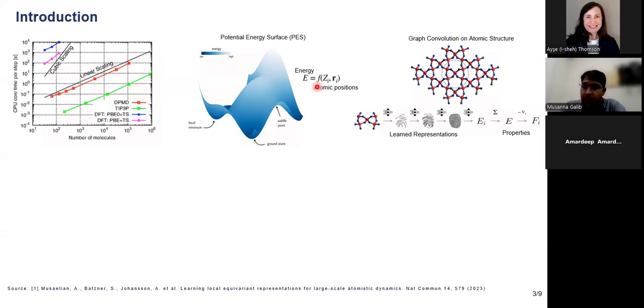Before the implementation of machine learning, people used optimization techniques, but right now techniques like graph convolution on the atomic structure are used for this purpose. So basically, we can represent the atomic structure with a graph, then we can calculate the energy, and from there we can take the derivative to calculate the forces.